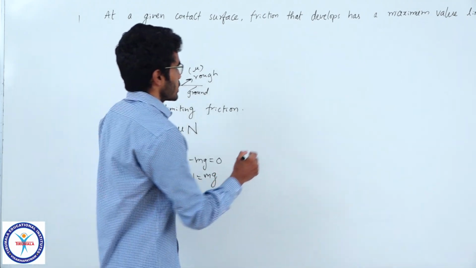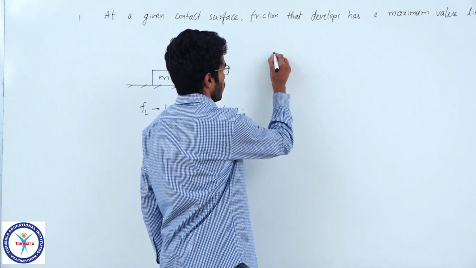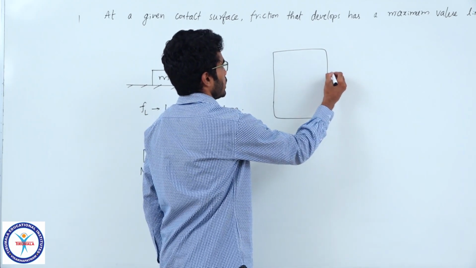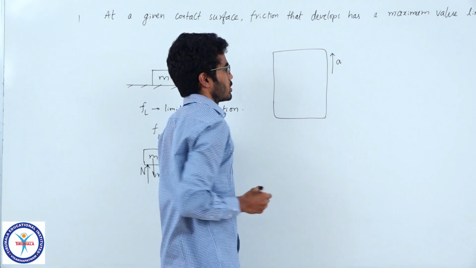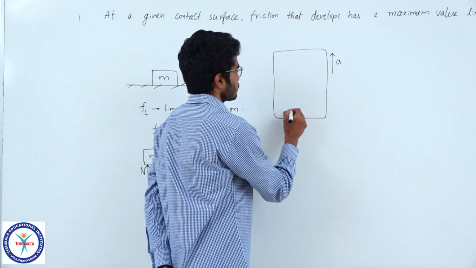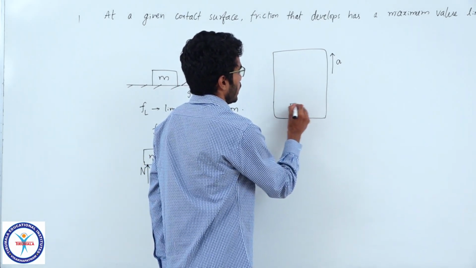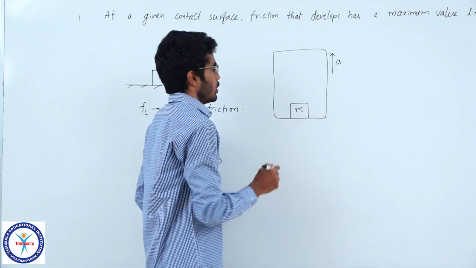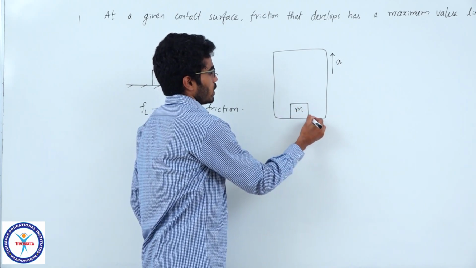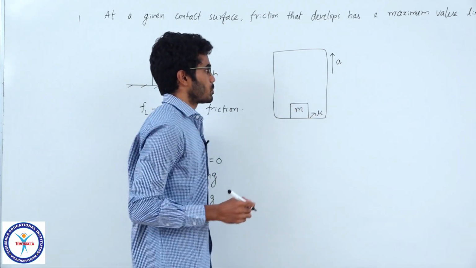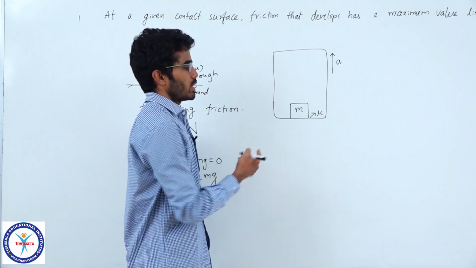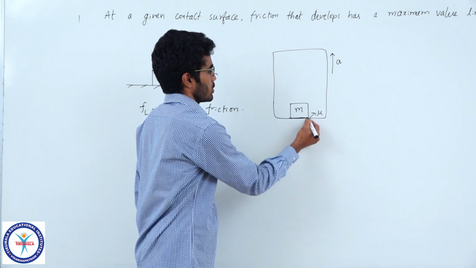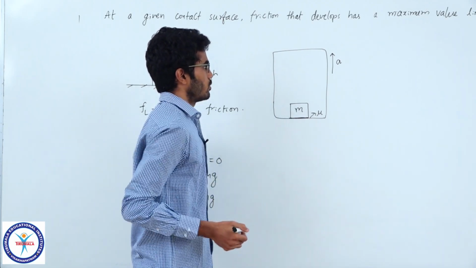Let us discuss another case. There is a lift which is accelerating upwards with acceleration a, and in this lift a block is placed and the floor is rough. So, here you want to calculate the limiting friction at this contact surface. Where is the contact surface? The bottom surface of the block where it is touching the lift.